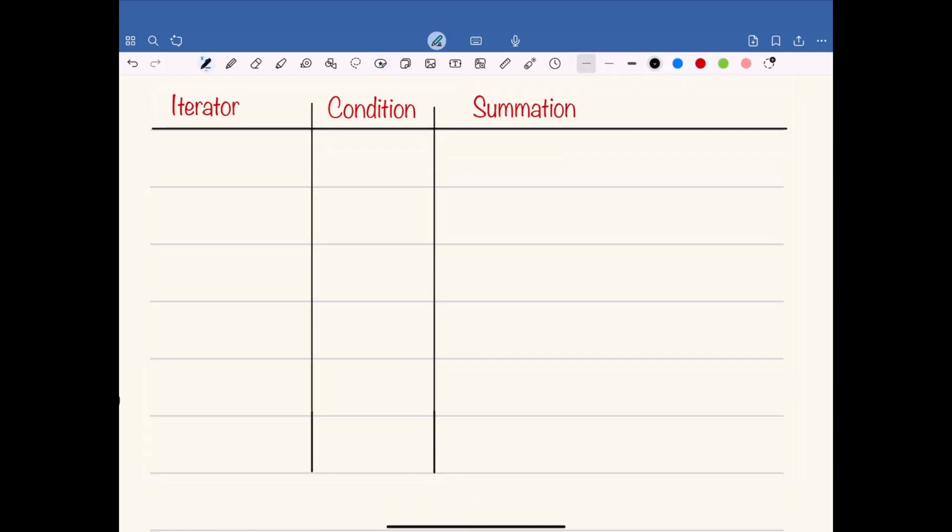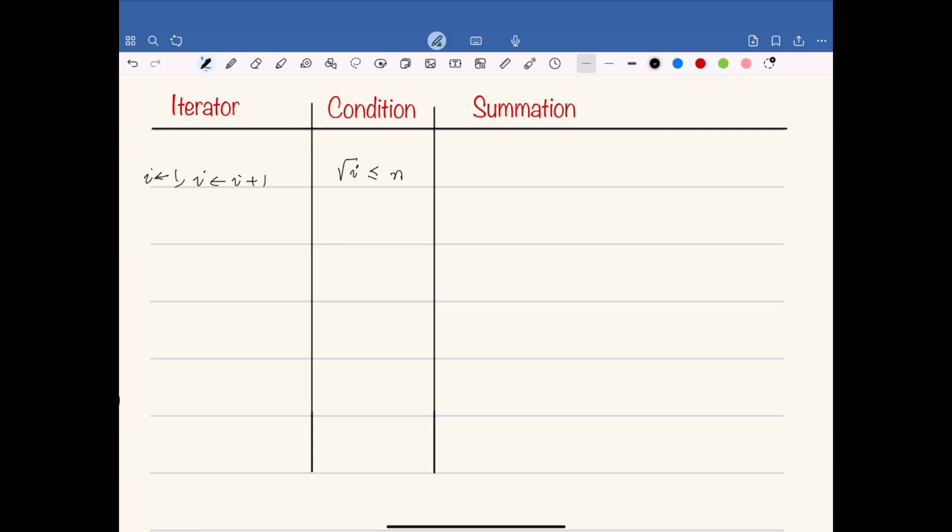In our first example, suppose we have the iterator I and it is initialized to 1. Let us assume it is simple, so it is updated by adding 1 in every iteration. So we write I takes the value of I plus 1 and assume that the condition for this loop is the square root of I less than or equal to n. So what will be the summation for this loop that represents the number of iterations?